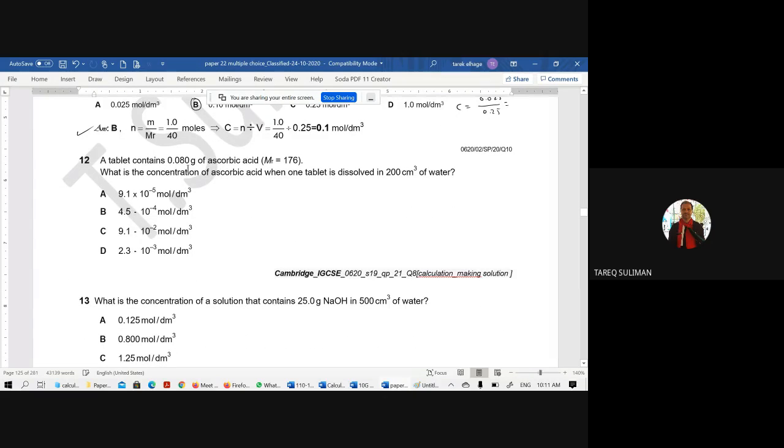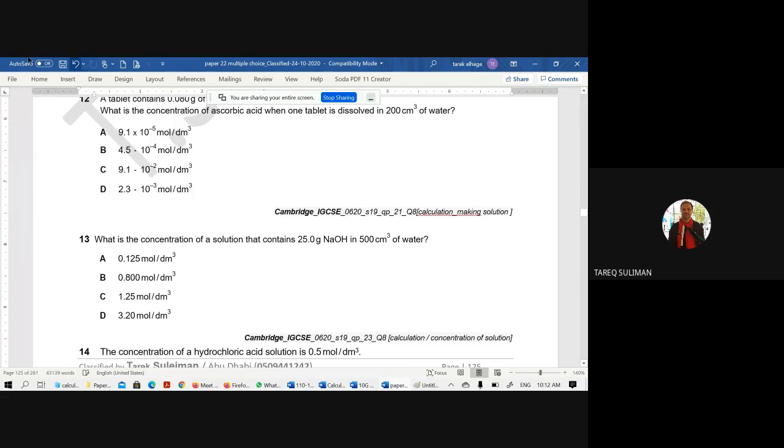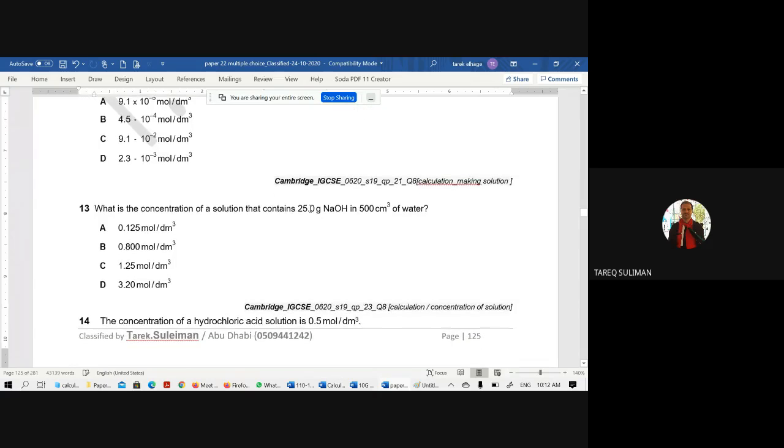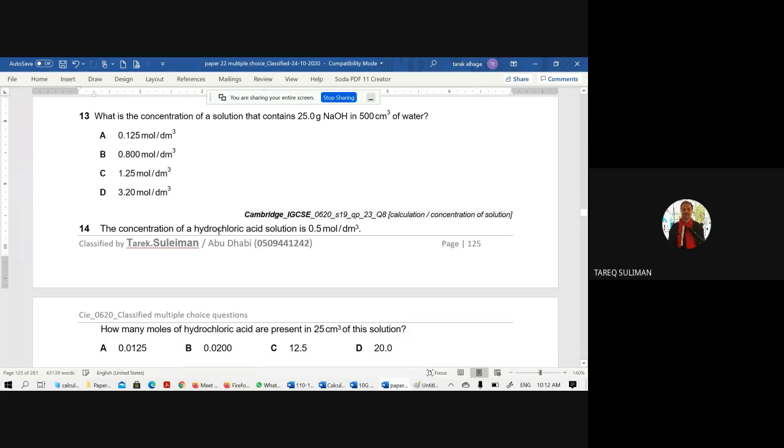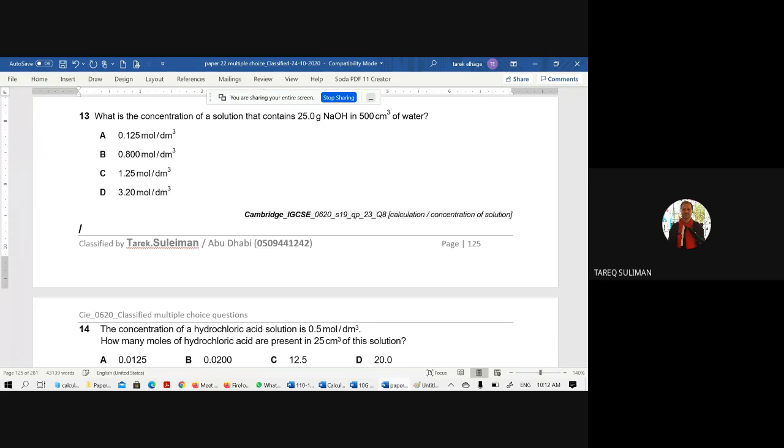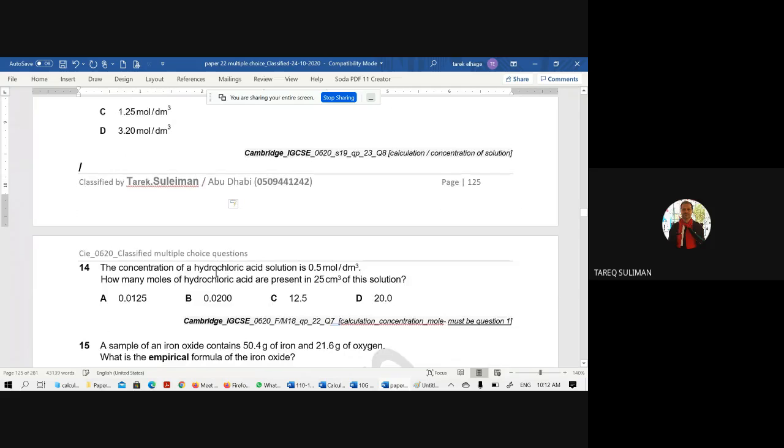Okay? What is the concentration of ascorbic acid when one tablet is dissolved? Same question or not, in a different exam. Also the same question. The concentration of hydrochloric acid is this. How many moles? So I need to find the number of moles. What is the given? The given is the concentration and the volume.